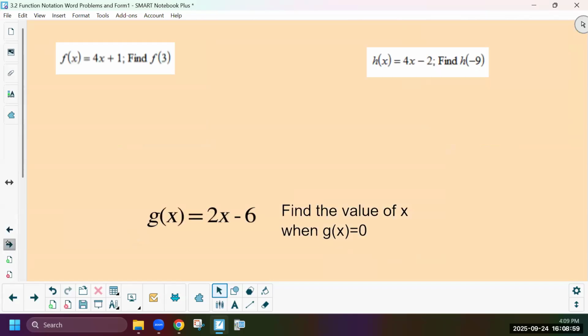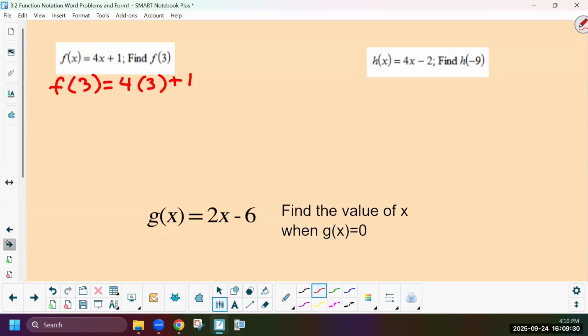The next part is evaluating functions. So in this case, they give us the function in function notation, and then they tell us what to substitute in for x. So in this one here, they say f of x equals 4x plus 1, and they say find f of 3. So you notice the 3 is in the x spot. So that means I'm going to replace the x with 3. Every time I saw an x, I replaced it with 3.